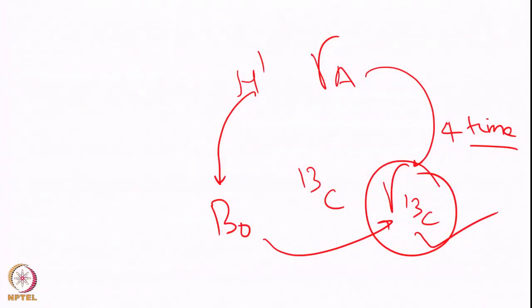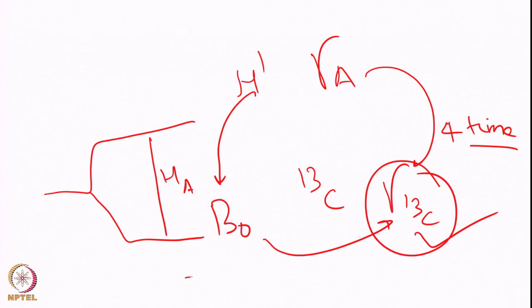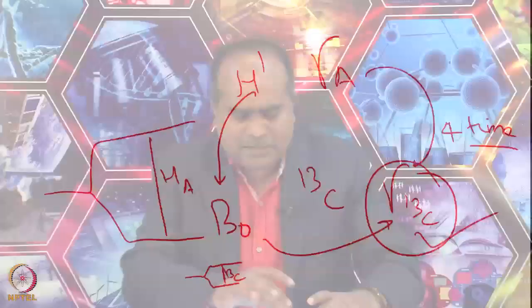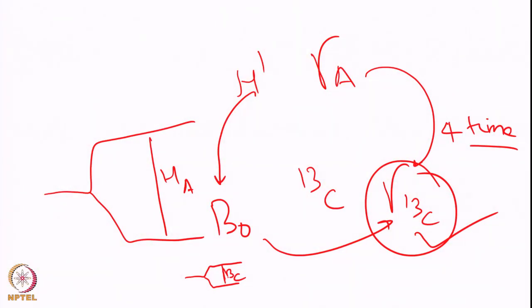Now suppose we do some experiment like this. If the energy level of proton is like this, and the energy level for carbon, 13C, is like this, and we want to transfer the polarization from here to here, we can do some experiment. Can we do some trick where we can somehow match the energy levels of both of these? If you match them, the polarization transfer from the more abundant nuclei to the less abundant nuclei will happen, and probably we can enhance this signal. So that means we have to match the energy gap between carbon 13 and proton to transfer this signal.